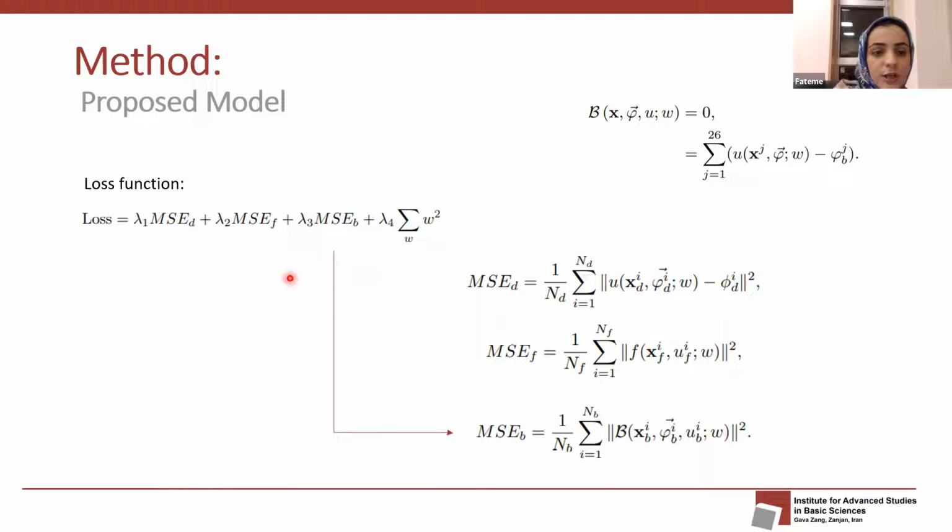Then generally the hyperparameters of our model consist of lambda 2, lambda 3, and the number of neurons and the number of layers, hidden layers.